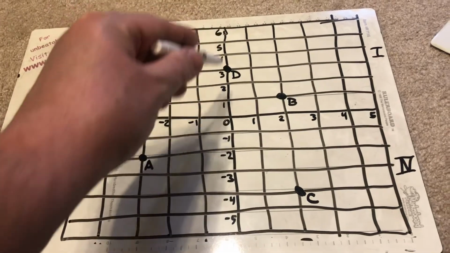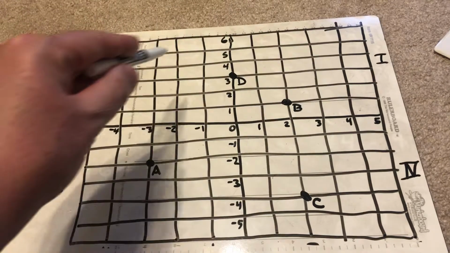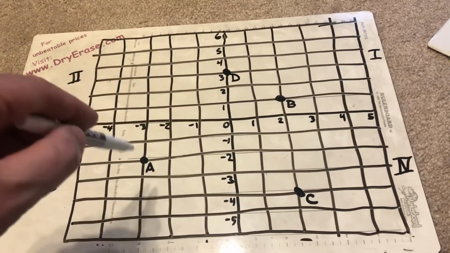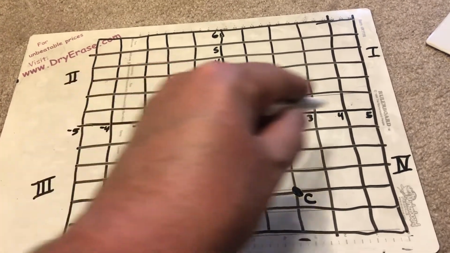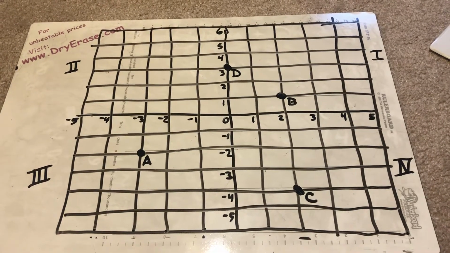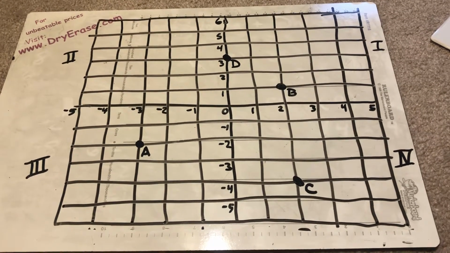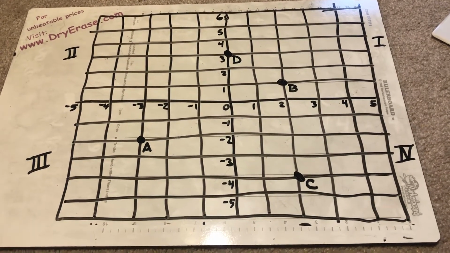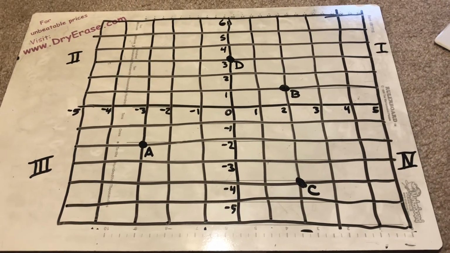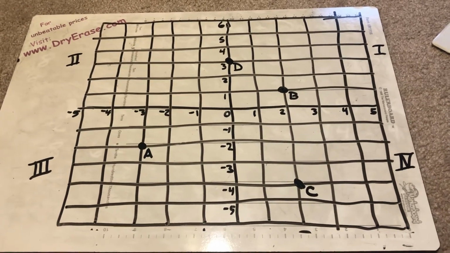So this part right here, and it's always divided up by the x and the y-axis, this is quadrant 1 in the top right, quadrant 2 in the top left, quadrant 3 in the bottom left, quadrant 4 in the bottom right. So those are our 4 quadrants, okay? Now, this first one, write the ordered pair corresponding to the point, okay?